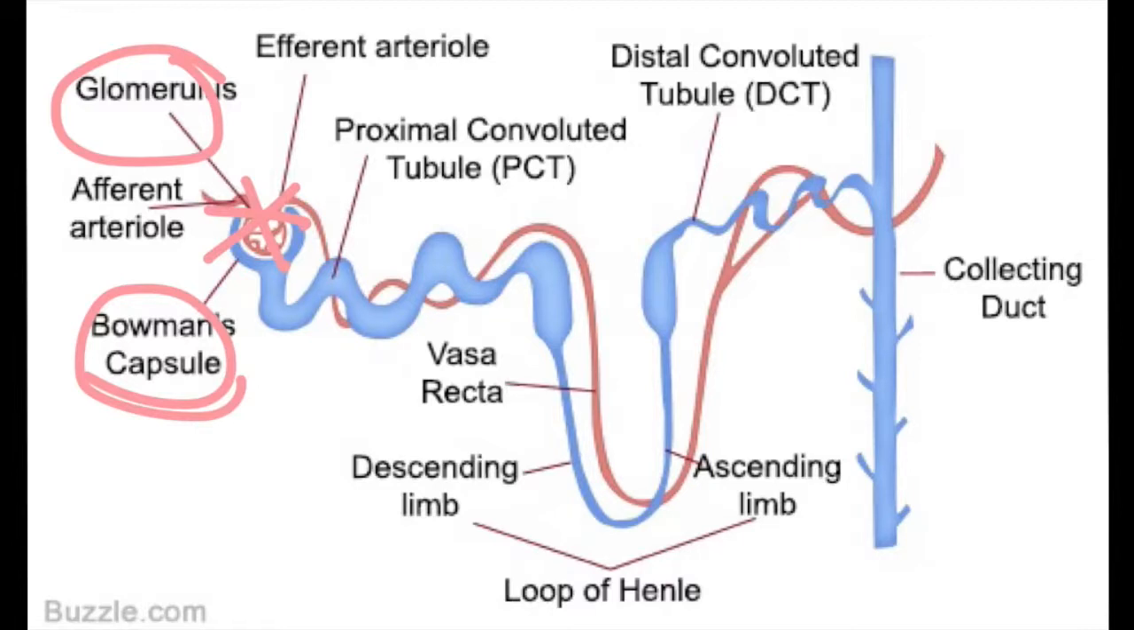The Bowman capsule then receives a filtrate where red blood cells and proteins do not get filtered. The filtrate travels into the proximal convoluted tube, or PCT. With active and passive transport, the tube creates the balance that your body needs by absorbing sodium ions. Next step is the loop of Henle.